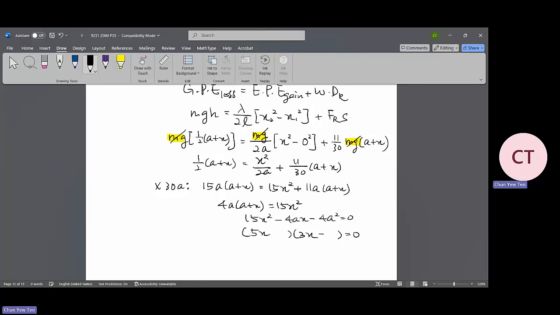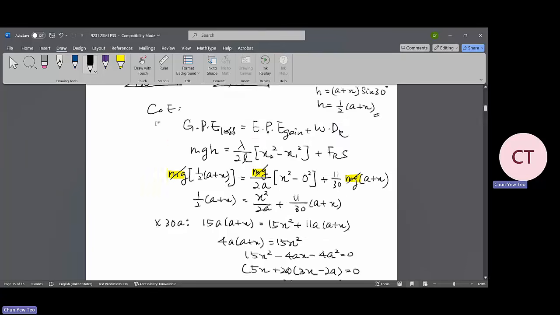So we have a negative 2a, positive 2a. x equal to the negative 2a over 5 and x equal to the 2 over 3a. This one rejected or ignored.